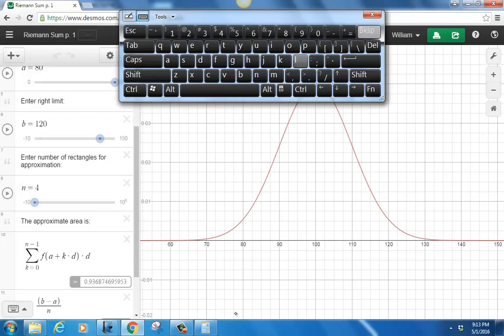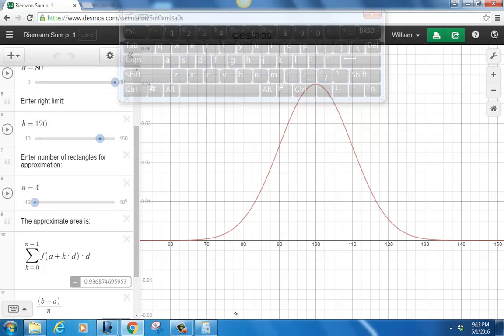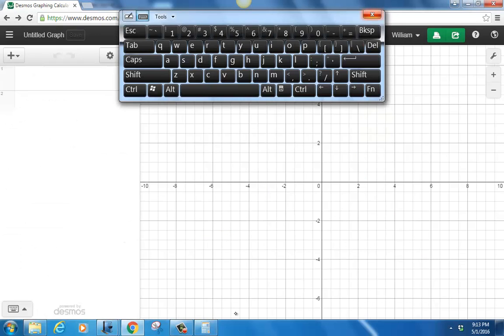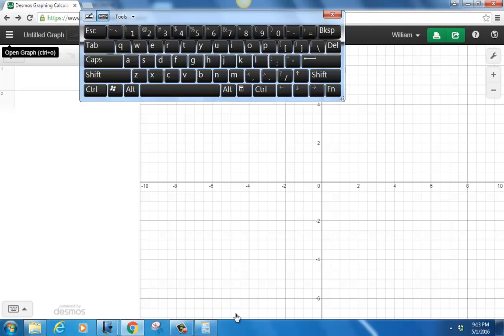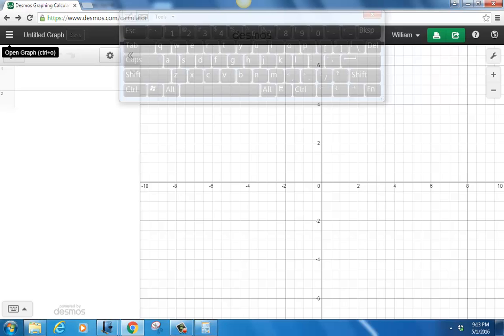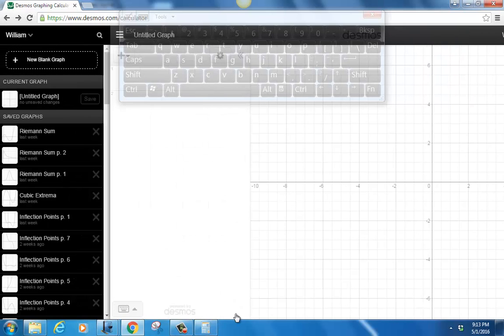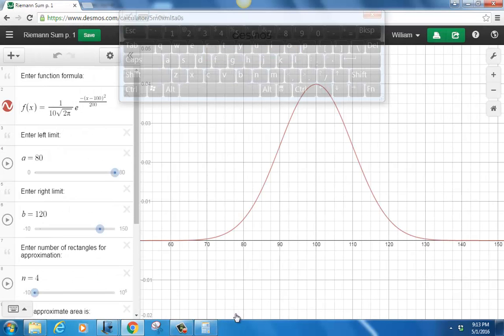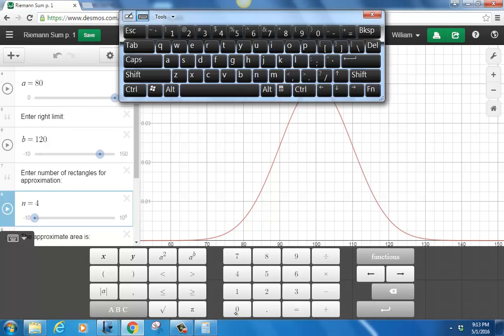Let's change that number of rectangles. If I can get this to respond to me here. That's going very slow. Alright, let me open it again. There it is. So let's change that number of rectangles now to 10.